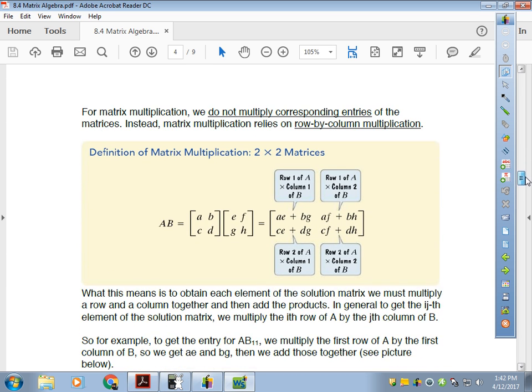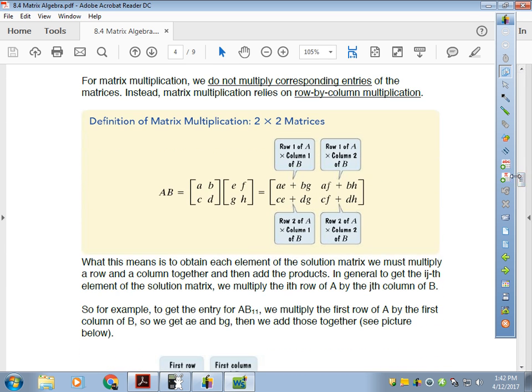All right, now, for matrix multiplication, it's a little bit harder. Matrix multiplication is not as easy as matrix addition or matrix subtraction. In multiplication, we don't multiply corresponding elements. Instead, we do what is called row by column multiplication, meaning we take the row of the first matrix and we multiply it by the column of the second matrix.